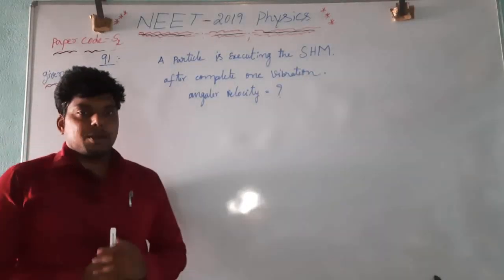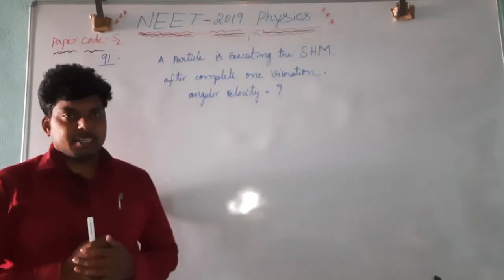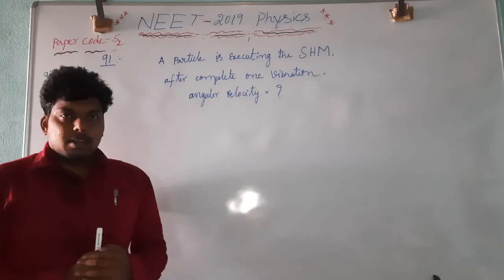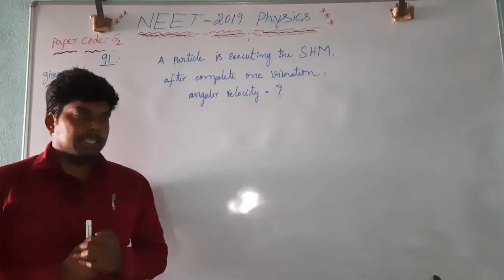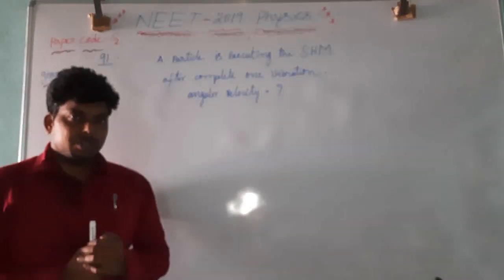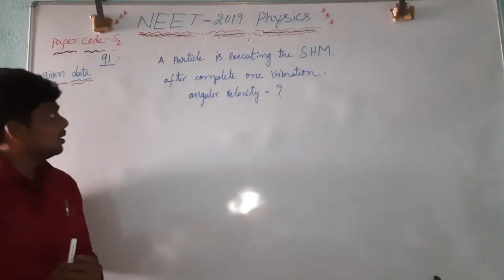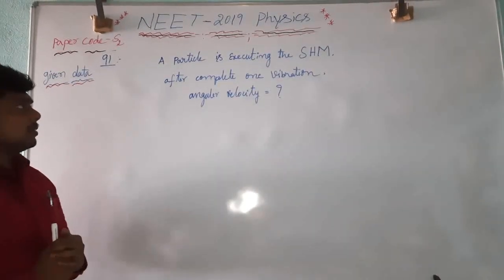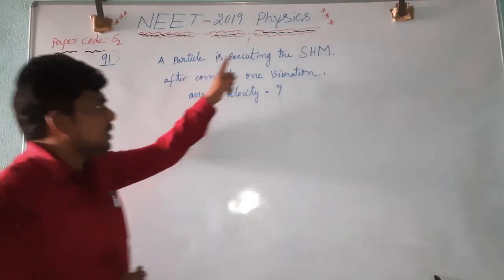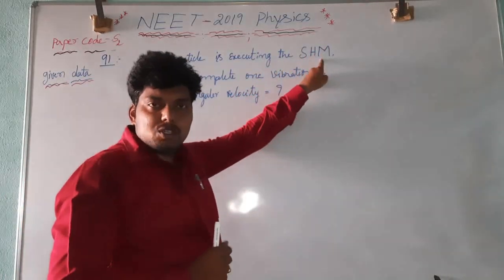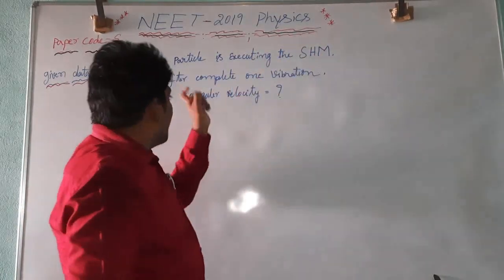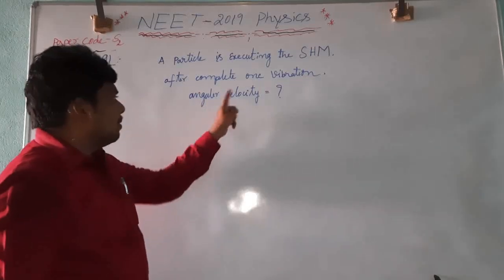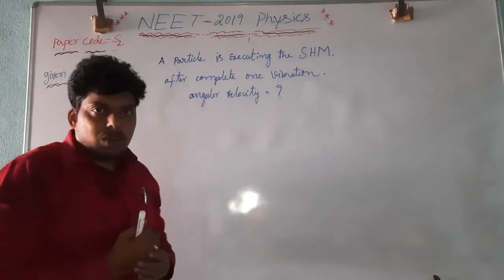In the question paper code S2, the first question is question number 91. Did you read the question? Yes, I hope all of you read the question. In this question, a particle is executing simple harmonic motion, SHM. We have to calculate the angular velocity after completing one vibration.